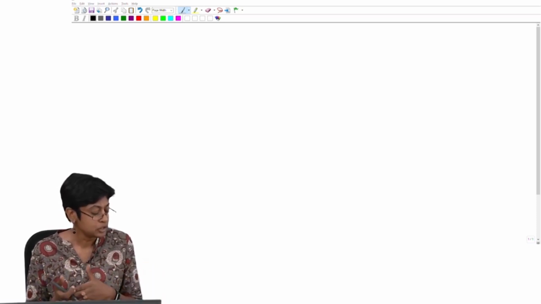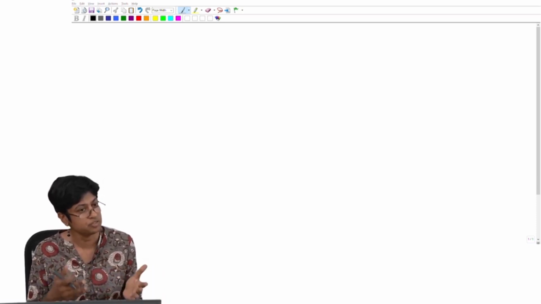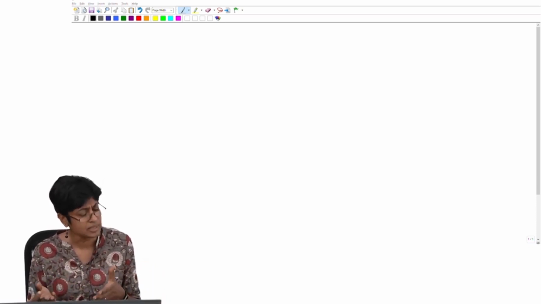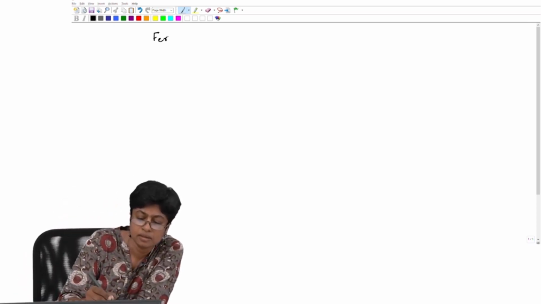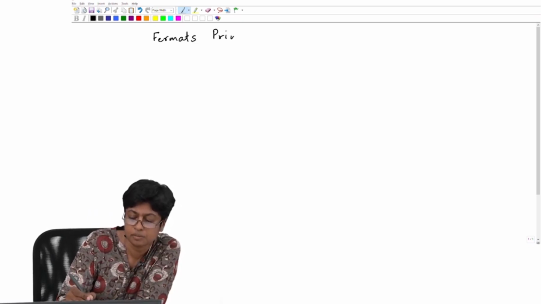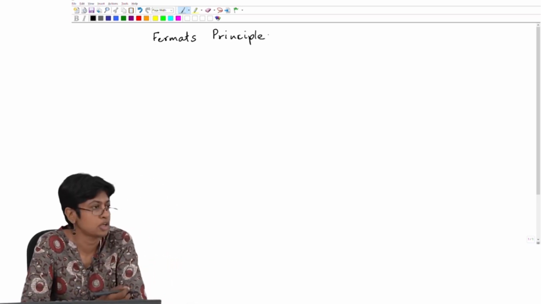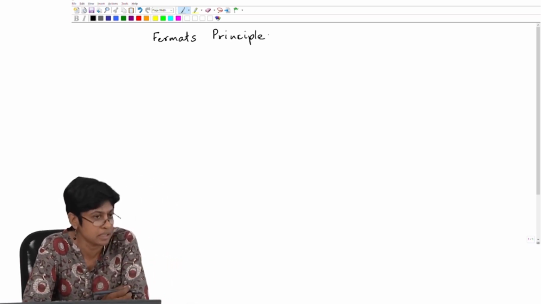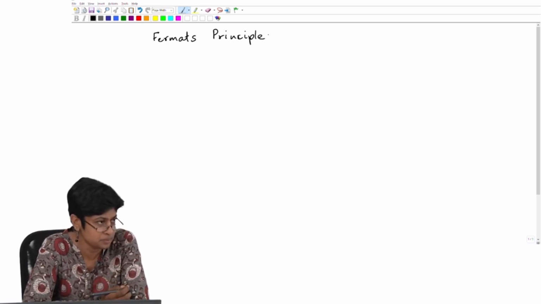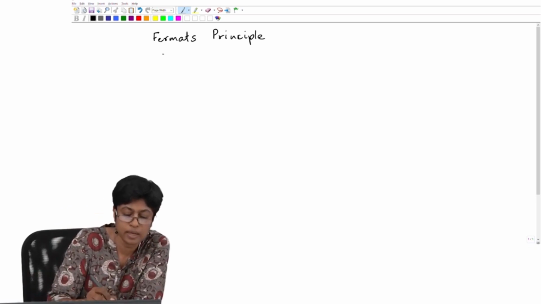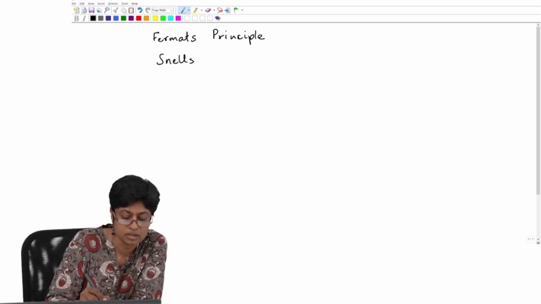We came then to the final postulate, which was Fermat's theorem, and Fermat's principle is that light will travel on the shortest path or the path of least time. We then used this principle to arrive at a very well-known law, Snell's law.